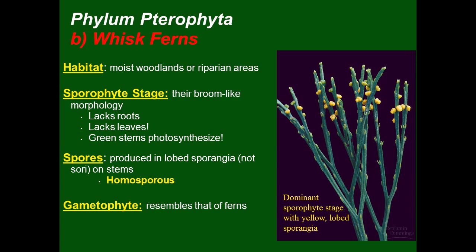The spores are produced in lobed sporangia, not sori, on the stems. And they're homosporous, so all the spores look the same. Heterosporous, you can guess, is when there are two different spores that are made. And the gametophyte resembles that of ferns. So we see the dominant sporophyte stage with yellow lobed sporangia that will be producing spores.